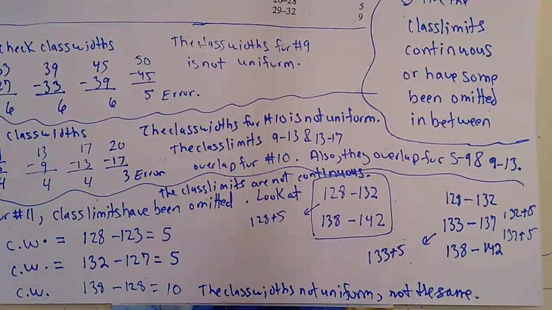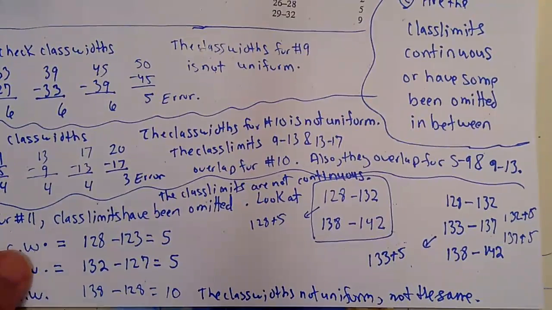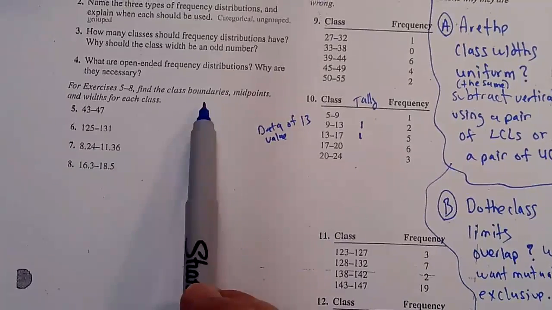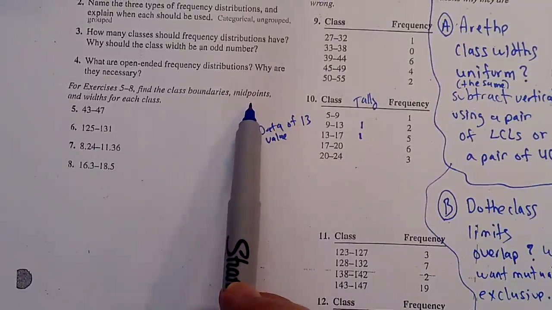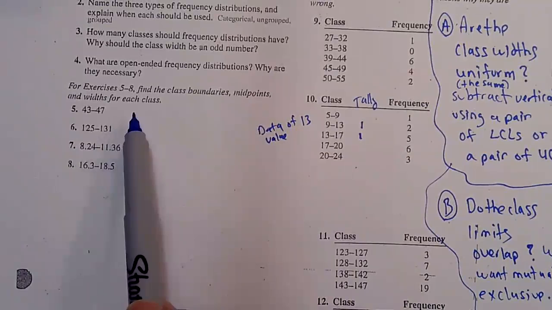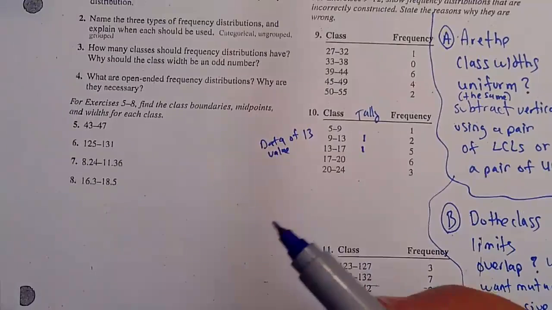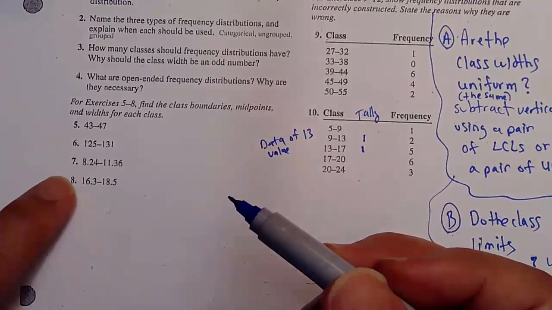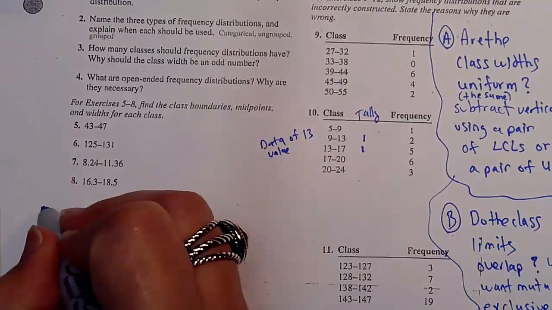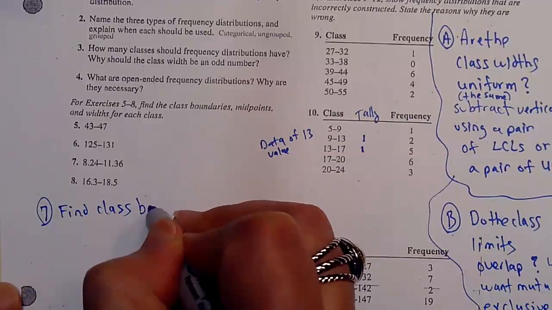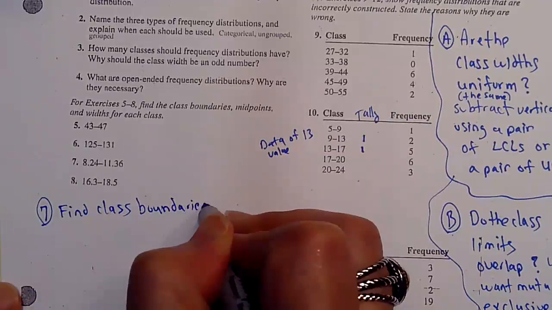Okay. And then one last thing I'm going to show you, and I'll be done. One last thing to show you is if you look at 5, 6, 7, and 8, I'm going to do one problem from those. It says find the class boundaries, find the midpoints, and they want you to find the widths for each class. Okay. So for the class boundaries, I'll do it for number 7. So number 7, I'm going to say find the class boundaries.